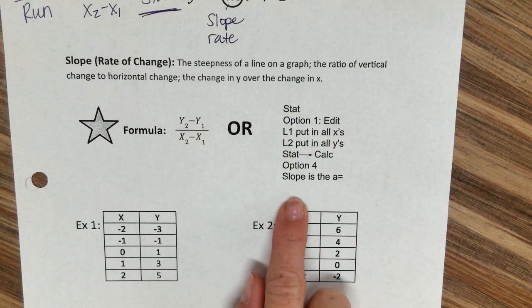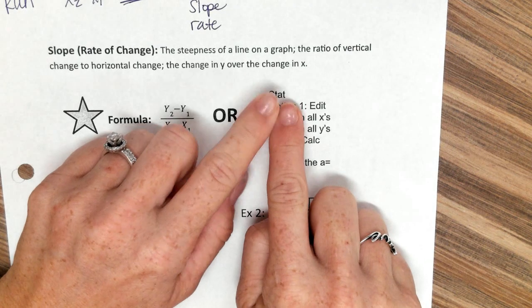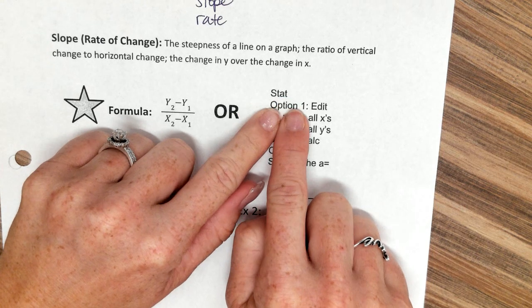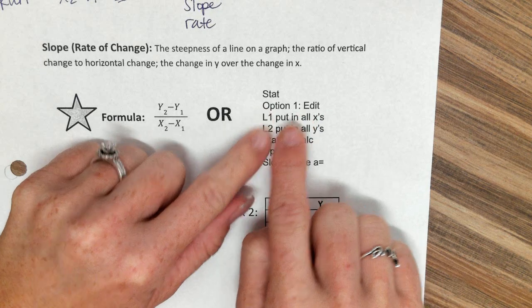Today, these are going to be our steps in our calculator. It looks like a lot, but it really, really isn't. It's going to do all of the work for you. Okay, so I'm going to go over the steps with you and just say them out loud, and then we'll go through them together. You're going to push your stat button. You're going to choose option 1 for edit, and don't do it yet. We're going to go through it together.